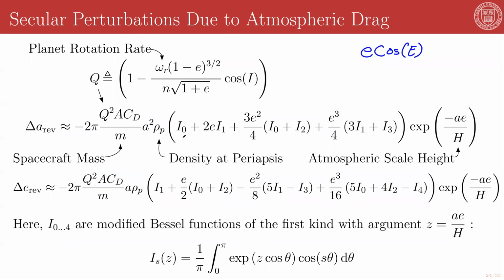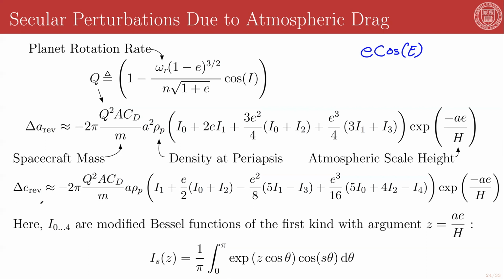And all of these, this I0, I1, I2, and I3, have their argument z, which is a times e over the atmospheric scale height. And we're going to come back to this term in a little bit. So we have the zeroth order Bessel function plus 2e times the first order Bessel function plus 3e² over 4 times (I0 plus I2) plus e³ over 4 times (3I1 plus I3), times the exponential of negative z, which again is ae over the atmospheric scale height.